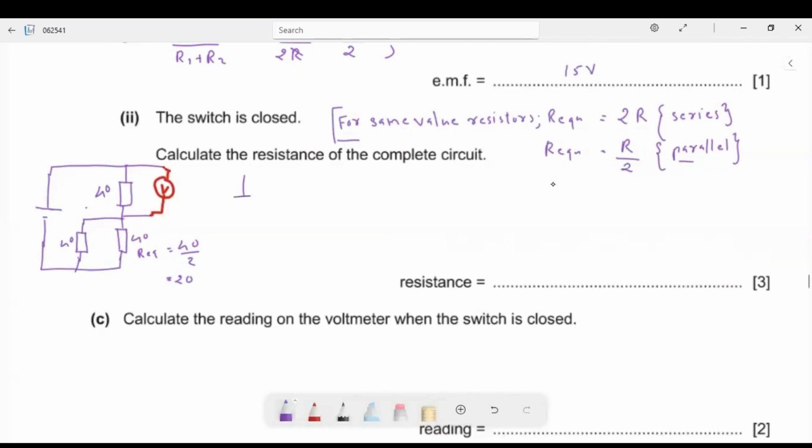Now we can simplify the circuit as this is 40 ohm and the equivalent of these two, that is 20 ohm. So these two are in series. So the total resistance, as it is in series, is R1 plus R2. That is 40 plus 20, that is 60 ohm.